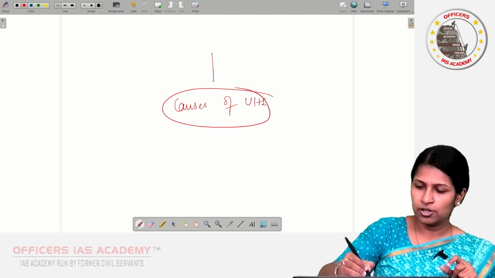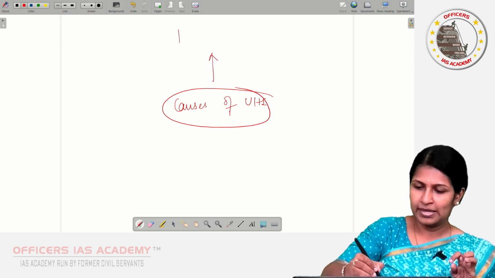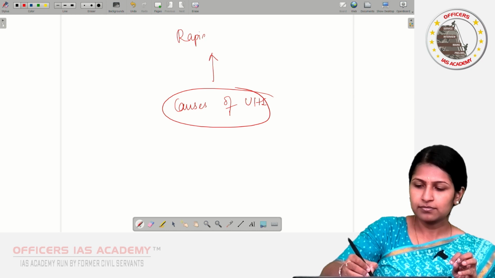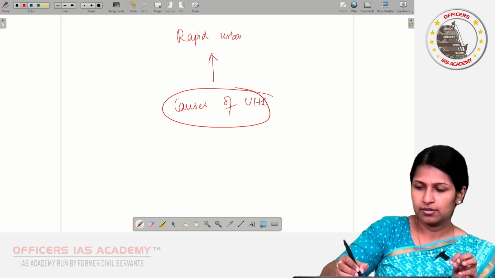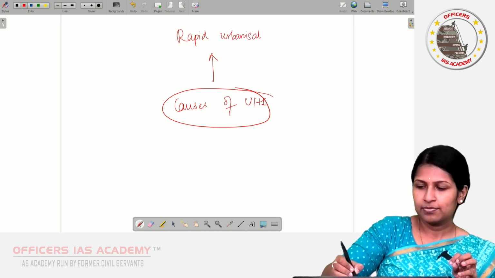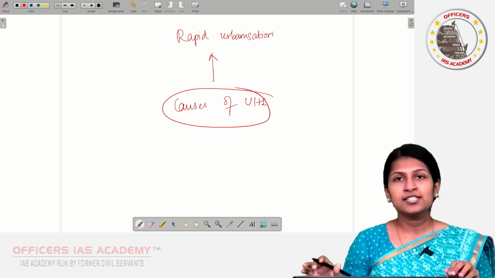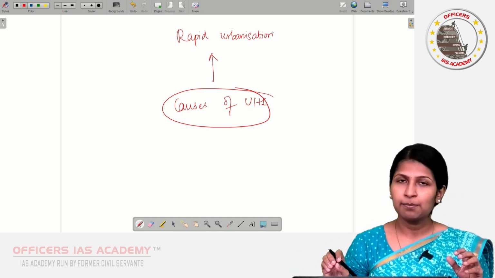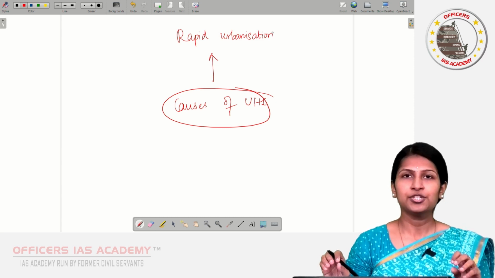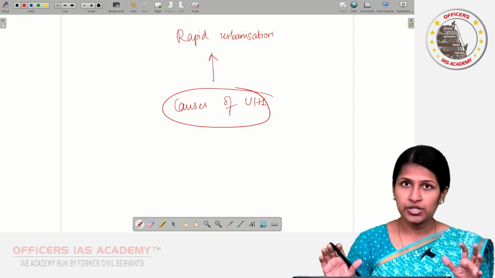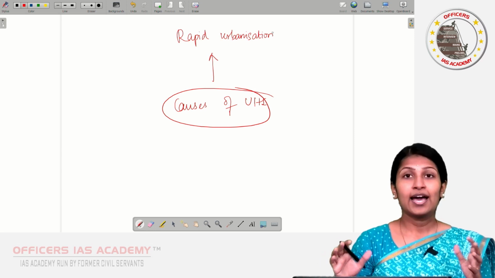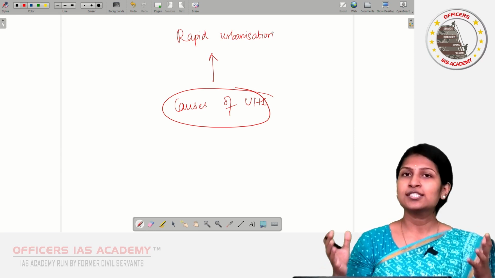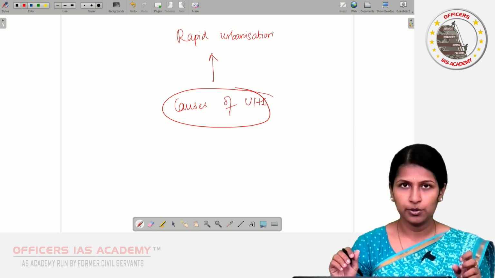Okay, we're going to discuss the causes. The first main cause being this rapid urbanization. The urban areas are becoming crowded. More people are coming and settling in the urban areas, because of which there is a rising population in the city regions, because of which there is more usage of vehicles, air conditioners, which is releasing a lot of heat energy along with the pollutants.